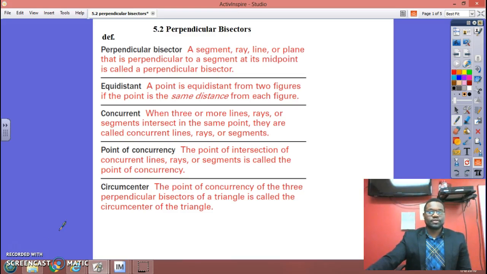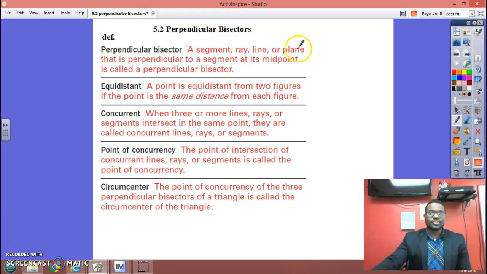So today we're going to talk about perpendicular bisectors. Think about that name for a second. Perpendicular: intersecting, making 90-degree angles. And bisector: cutting into two equal parts. So we've got a lot of definitions here that are going to come up from time to time.